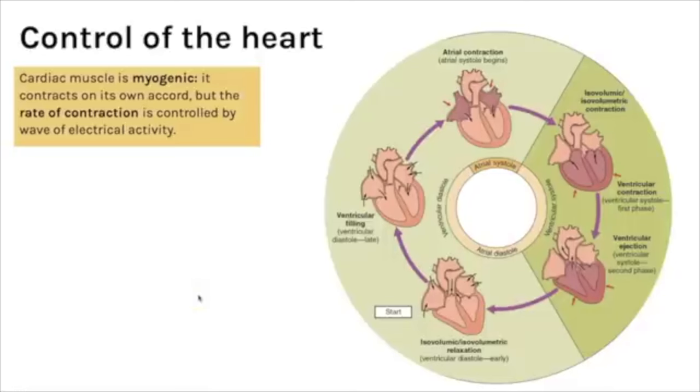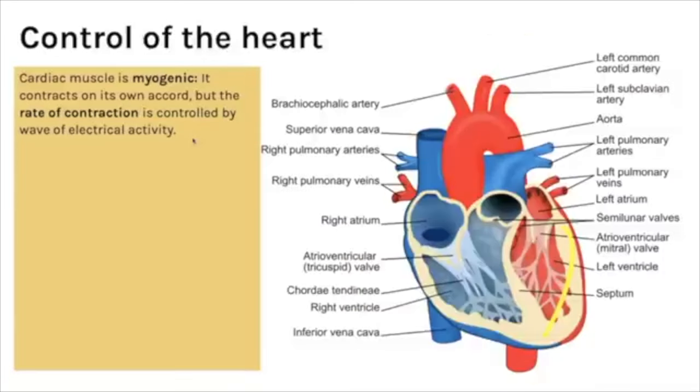Now, the next thing you need to know about is how your heartbeat is controlled. Cardiac muscle is myogenic, and what that means is it will contract and relax on its own accord without any nervous system input. However, the speed at which it contracts is controlled by the nervous system. And that is what you need to know about in this section of the A-level.